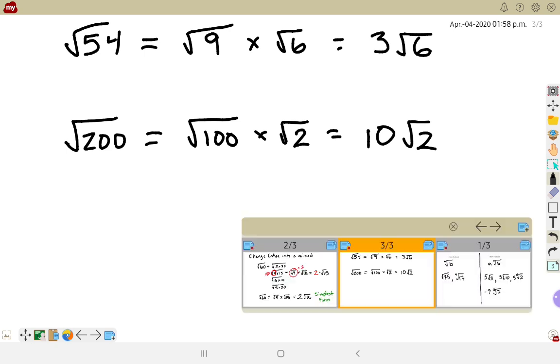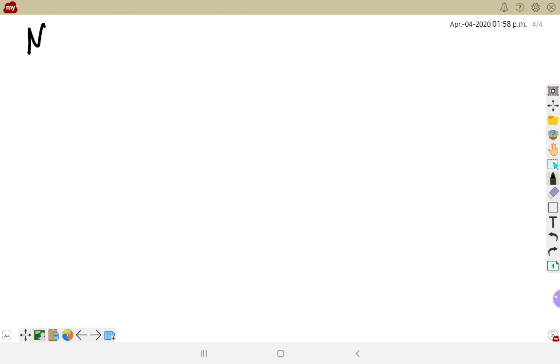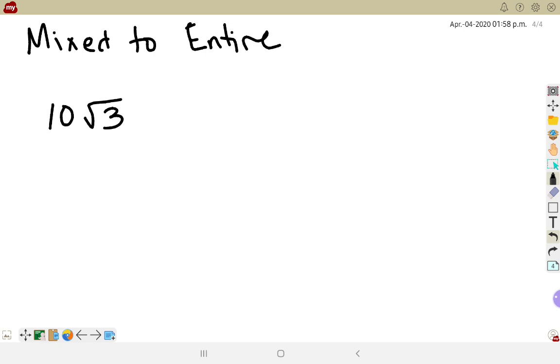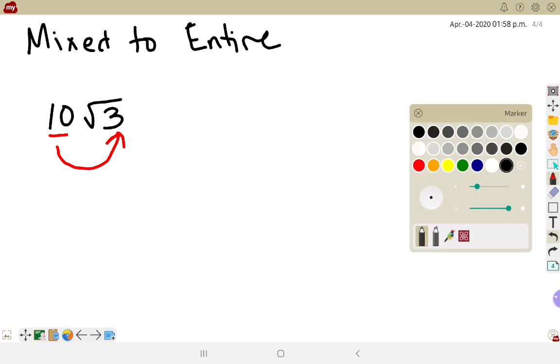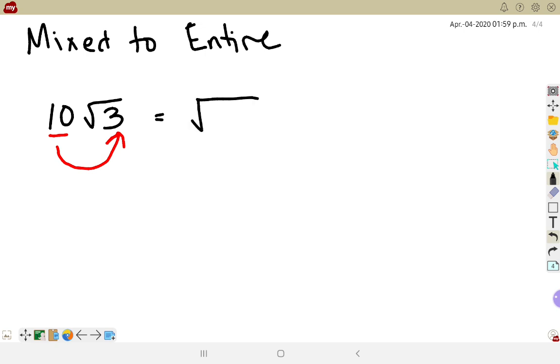Where we start to run into some problems is when we try to go backwards. So I want to go from a mixed to an entire. Okay, so what we're going to do with this one, let's say I have something like 10 times the square root of 3. What I want to do is move that 10. I don't want it to be in front. I need it to move underneath the radical symbol. Well, in order for 10 to move underneath the radical symbol, it also has to have a radical in front of it. So I would have to say the square root of 10.